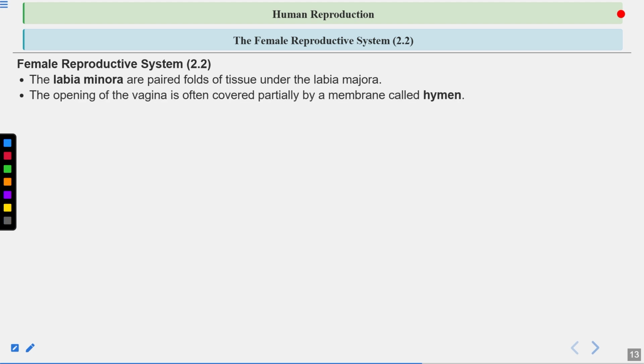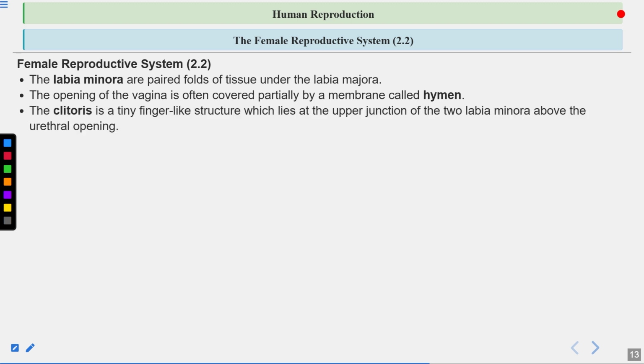Now the opening of the vagina is often covered partially by a membrane called hymen. So the vaginal opening is surrounded by a partial membrane known as the hymen. The clitoris is a tiny finger-like structure which lies at the upper end of the two labia minora, above the urethral opening. So what is clitoris? Clitoris is a finger-like projection. And what is the location? It lies at the upper junction of the two labia minora above the urethral opening.